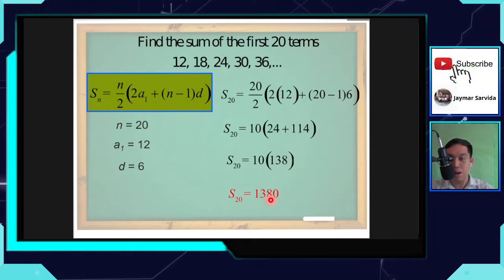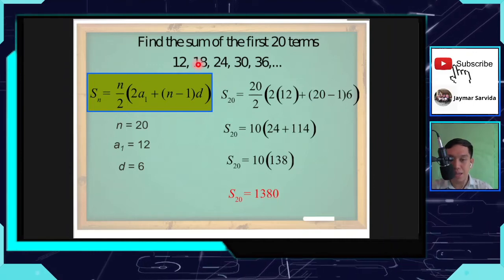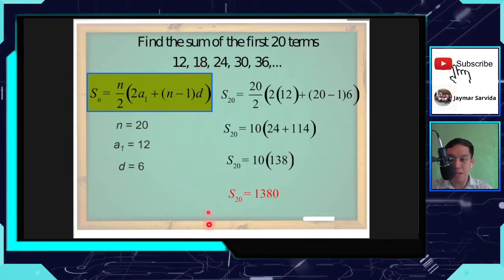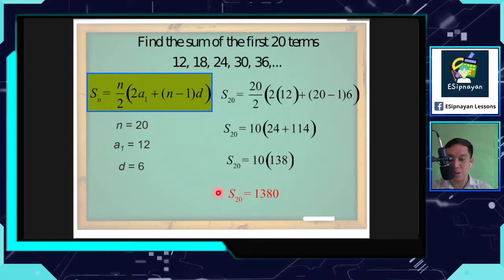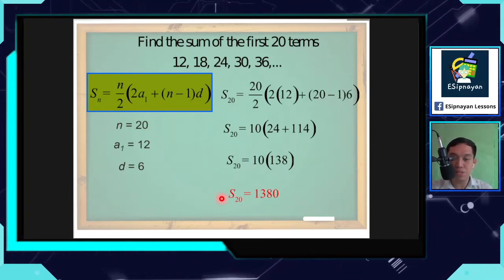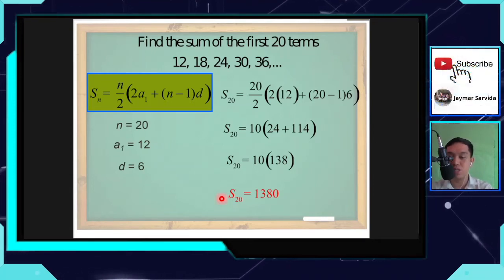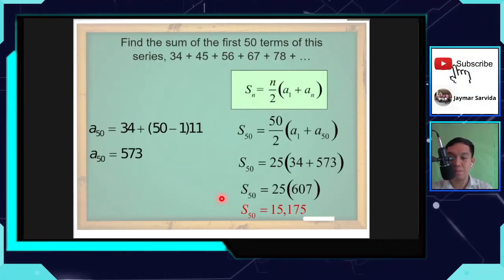So therefore, yung ating answers dito is 1,380. So 1,380 yung ating answer dito, yung ating sagot. Okay? So the sum of the first 20 terms of this sequence is 1,380. Next.